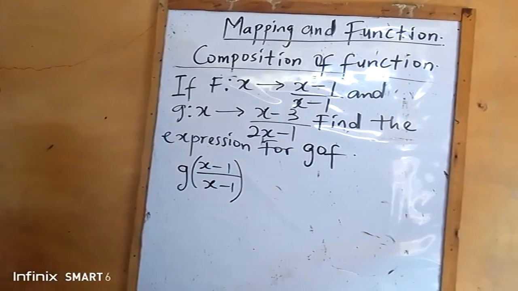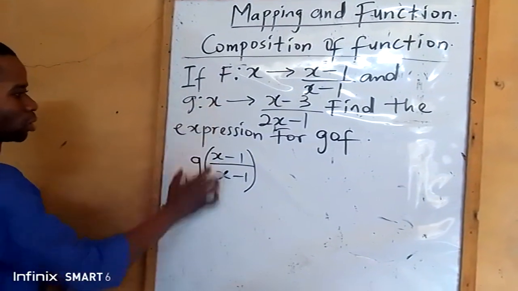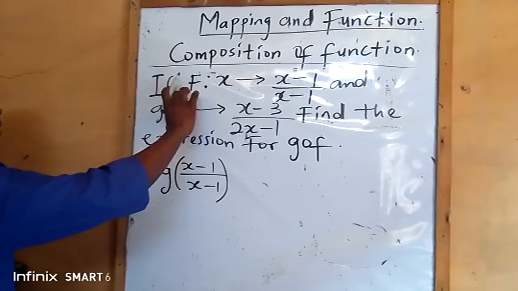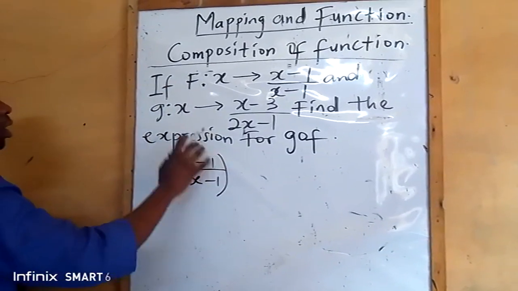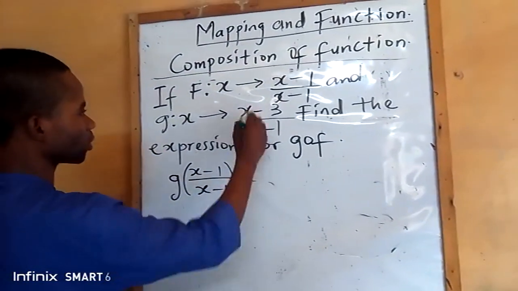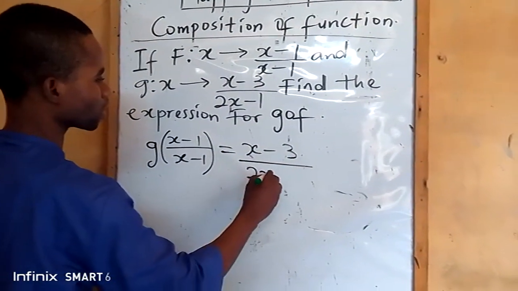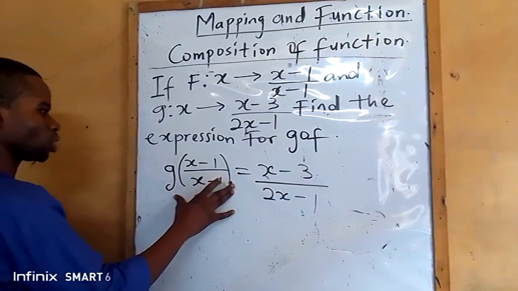Do not forget that. Now this one is standing in the form of g of x now. In the form of g of x, that means wherever I see x in g of x, I'm going to substitute all of this value. And what is g of x? Well, g of x is x minus 3 all over 2x minus 1. So wherever I see x here, I'm going to substitute this whole value.